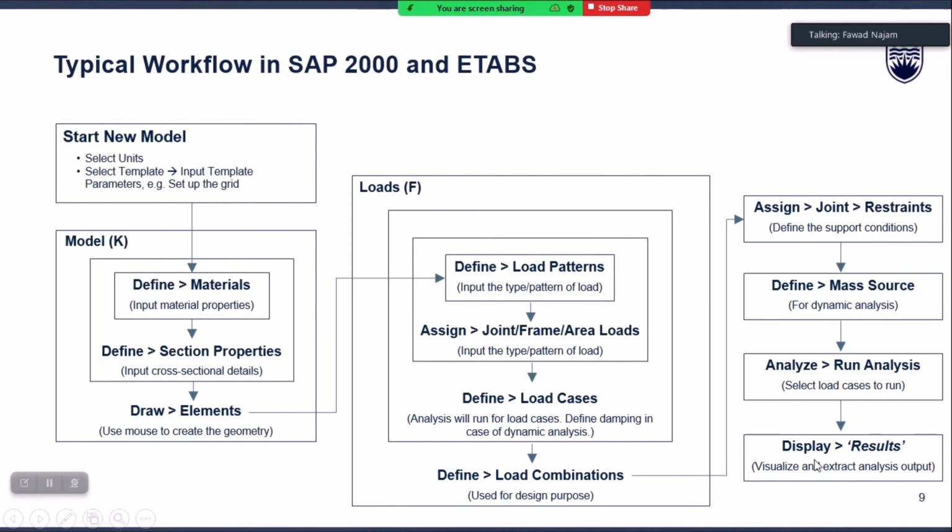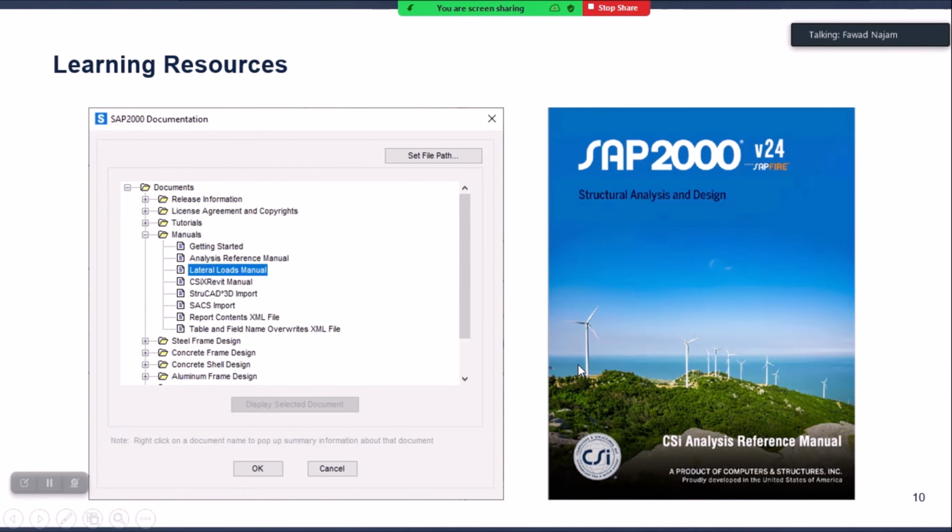I'll come back to that workflow again once I have given a demonstration of the program. One last thing before I go to the actual demonstration is the learning resources which you can explore after this session. This is the SAP2000 documentation, which you can open from within the program, and then you can click any document here and it will be opened as a PDF file. It is automatically stored in the same directory in which the program is installed.